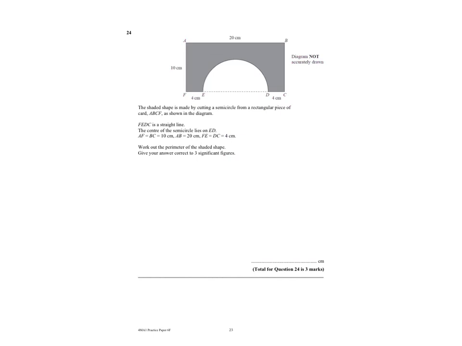Question 24. The shaded shape is made up by cutting a semicircle from a rectangular piece of card. We're given the lengths of AF, BC, AB, FE, and DC, which are all drawn on. Work out the perimeter of the shaded shape. Okay, so when I'm working out the perimeter, step 1, let's go around the whole outside of the shape. So here we have 4, check. Here we have 10.